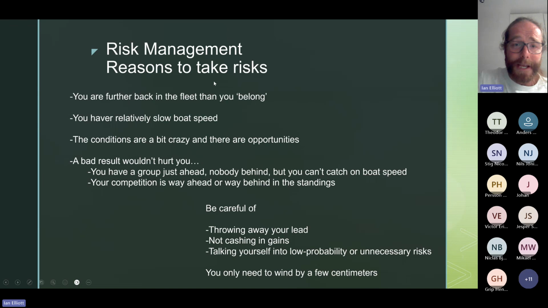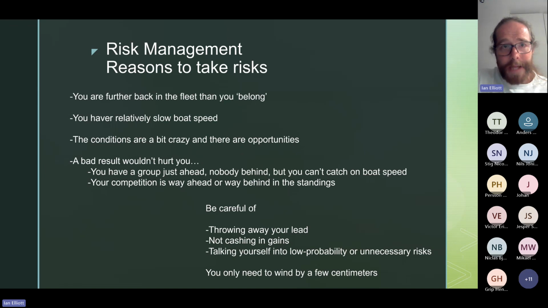Downfalls of taking big risks. Obviously, you could throw away your lead. Or throw away your lead even in the regatta. Coming back to the beginning of the presentation, you could look like you were way ahead, and then you just keep leveraging out, and then you don't cash in your gains, and so you lose what you had.